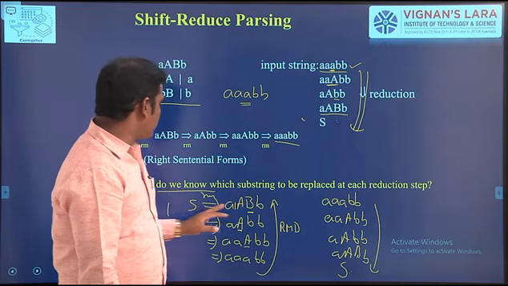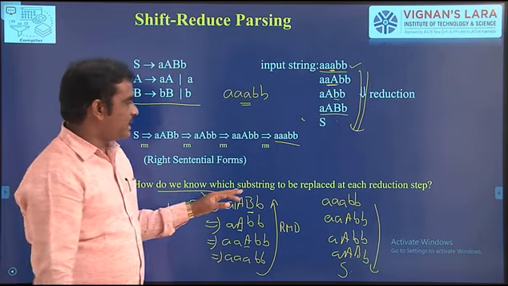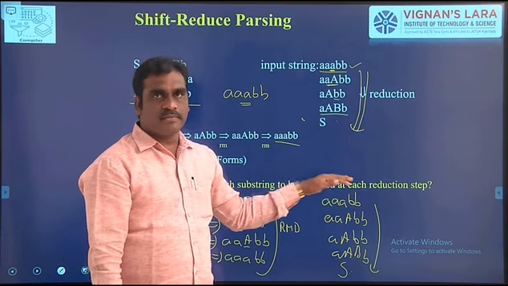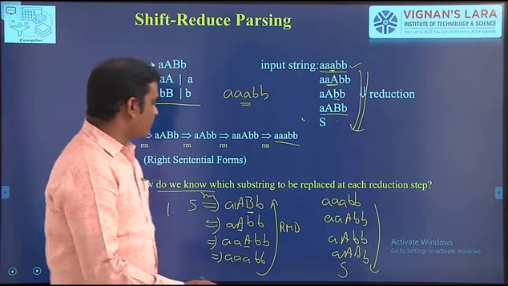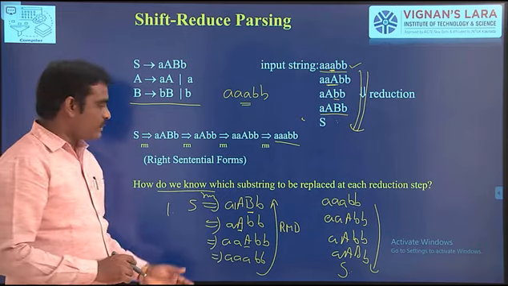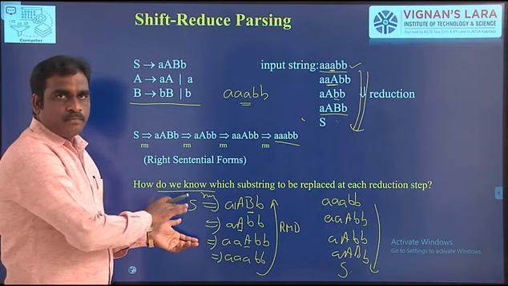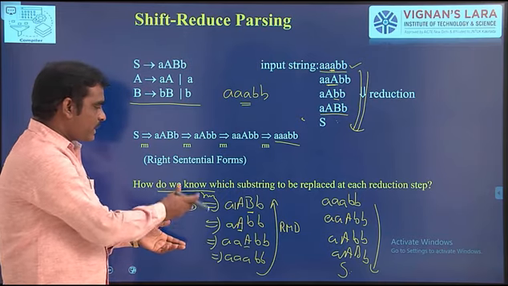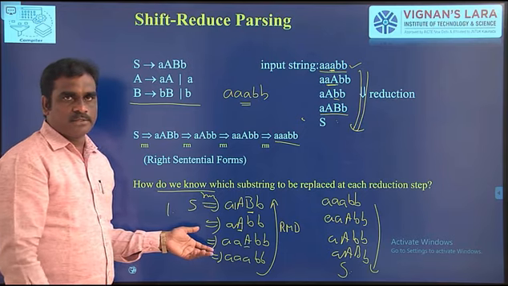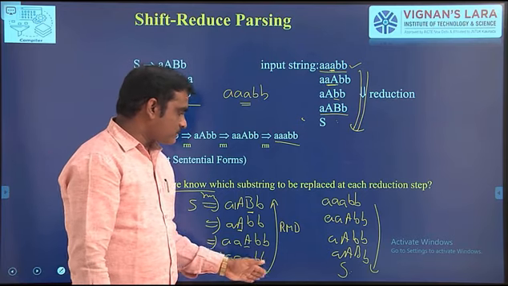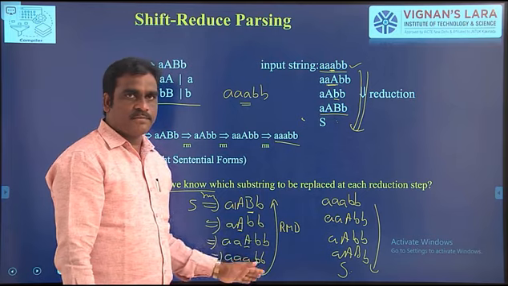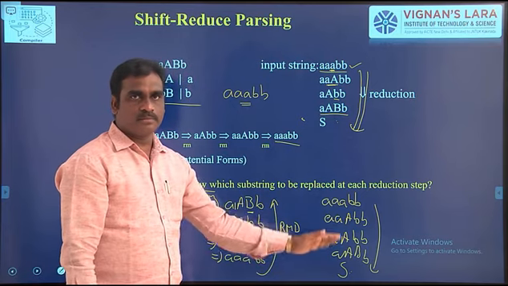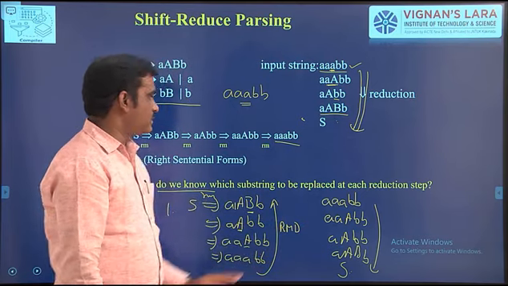The problem is, we don't know exactly which substring is to be replaced with each production. That's why it is divided into two parts. The first part is to apply normal derivation. In this case, we have performed only rightmost derivation. Next, simply we can do the reverse of rightmost derivation like this.